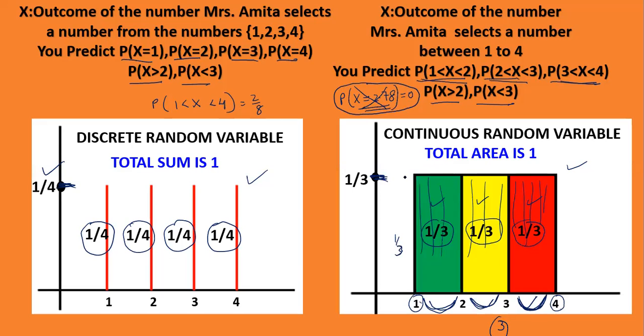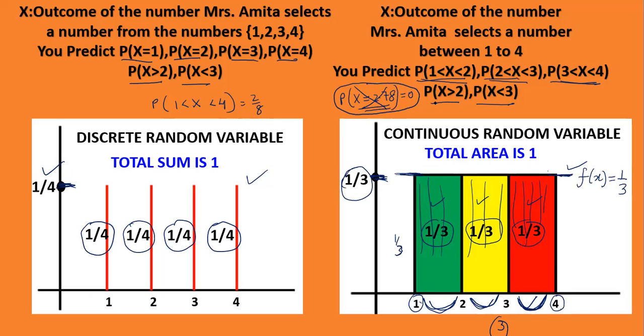Later you will be able to know how to use this one. Remember this graph, f of x will be 1 by 3 here. And this is part of a continuous distribution. We'll do it in more detail. For the time being, just remember it's 1 by 3, and the probabilities are equal for all the intervals.